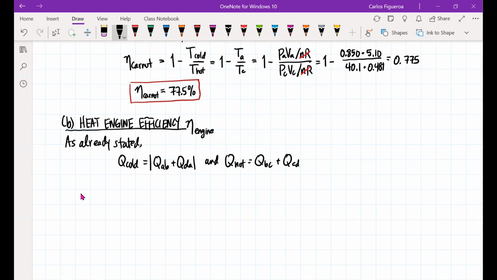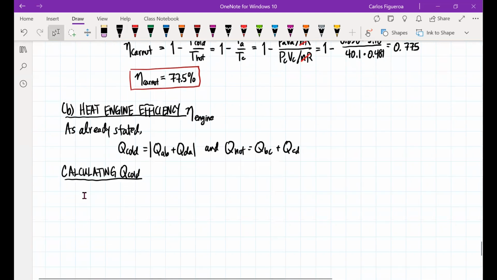So Q cold is the ejected heat into the cold reservoir. Q hot is the injected heat from the hot reservoir into the gas. So now let's go calculate Q cold.